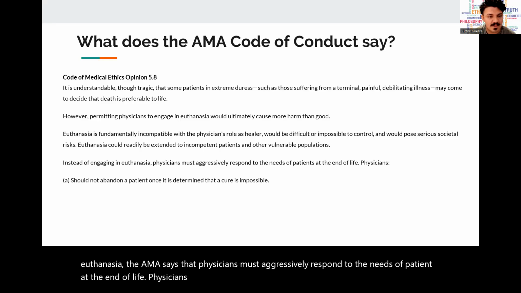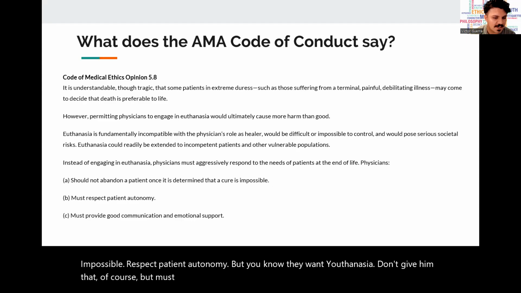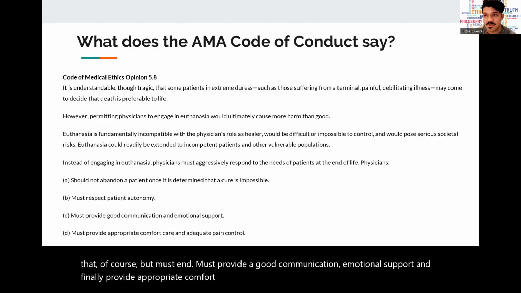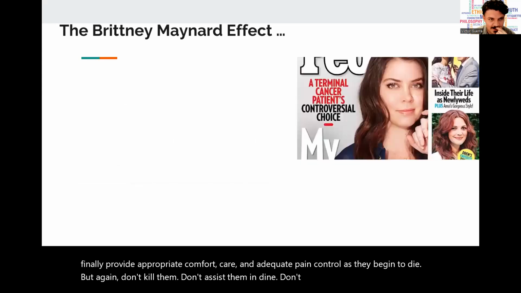Physicians should not abandon a patient once it is determined that a cure is impossible. Respect patient autonomy, but if they want euthanasia, don't give them that, of course. But must provide good communication and emotional support, and finally provide appropriate comfort, care, and adequate pain control as they begin to die. But again, don't kill them. Don't assist them in dying. Don't assist them in suicide.